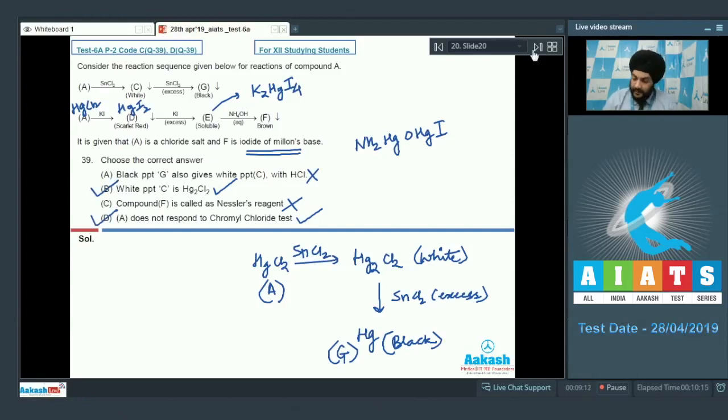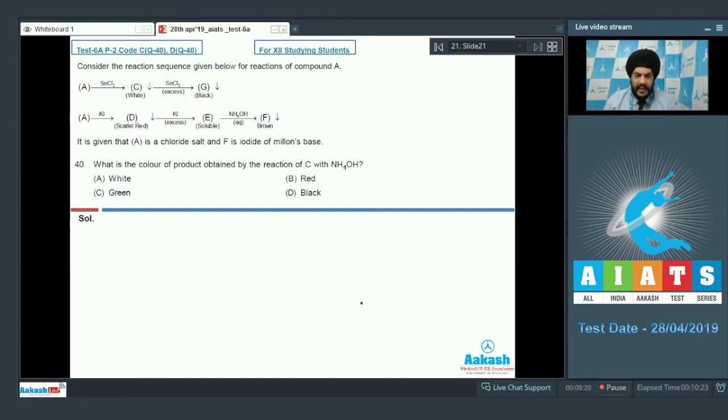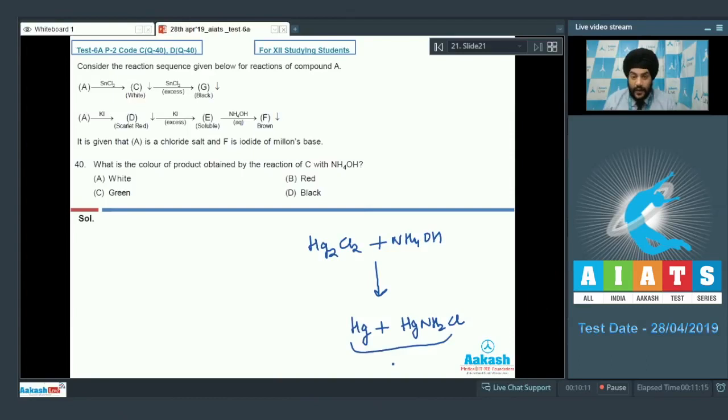Let us look at the next question. The examiner seems to be interested in the color of the product obtained by the reaction of C with NH4OH. So students, we know that the compound C was Hg2Cl2, and when Hg2Cl2 is allowed to react with NH4OH, it undergoes disproportionation to form mercury metal and mercuric amido chloride, HgNH2Cl. We know that the color of this product mixture is black. So if you look at the options given to us, we can clearly see that we have to select the correct answer to question number 40 as option D.